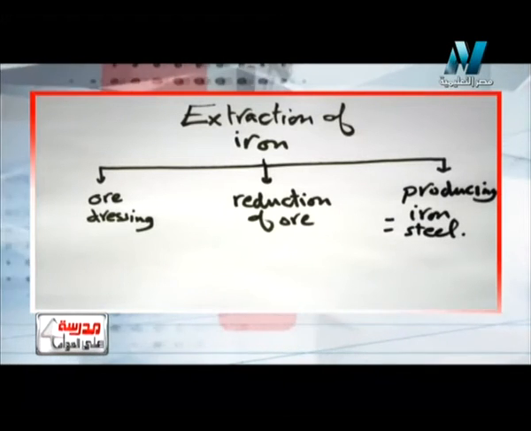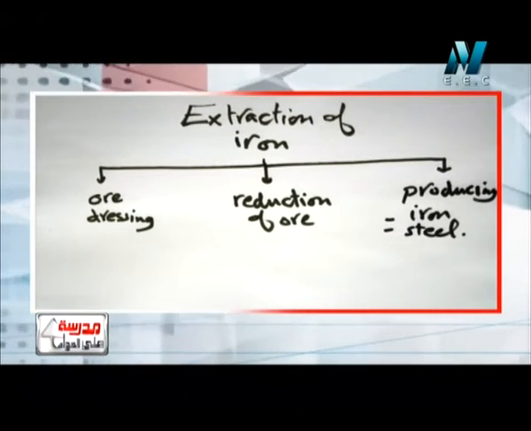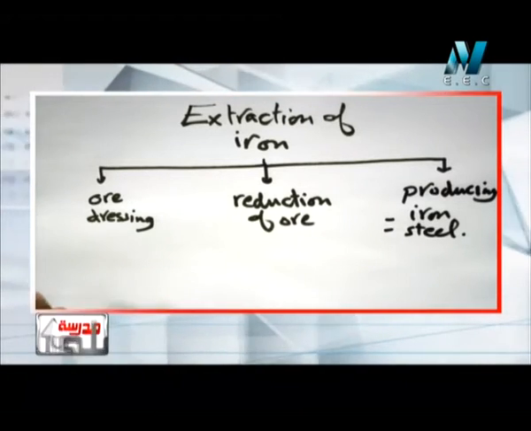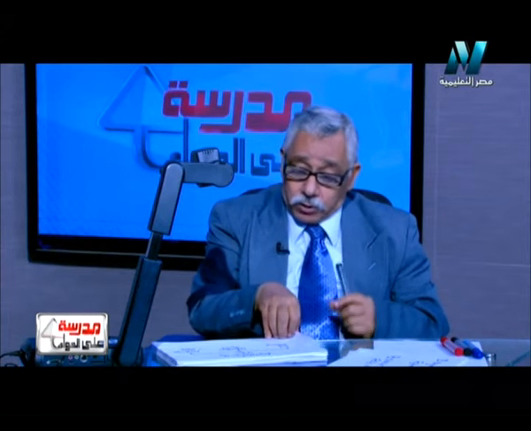Let's explain the steps of this extraction. This is called metallurgy. Metallurgy means how to extract, or the branch of science to extract metals from their ore. In order to extract iron from ore, the first step we say is dressing, ore dressing. I said that dressing is to improve the physical, chemical, and mechanical properties of the ore.